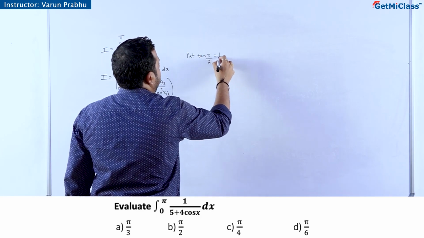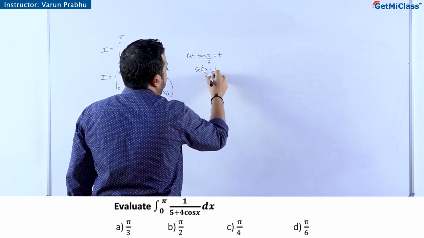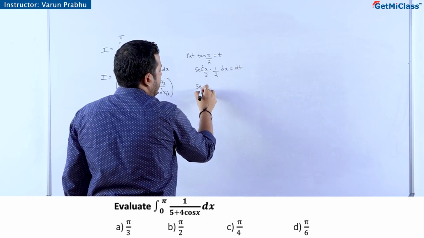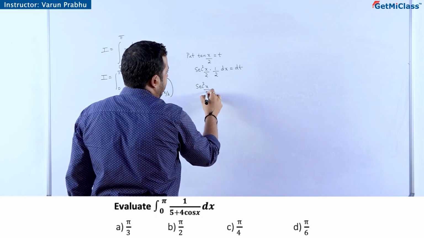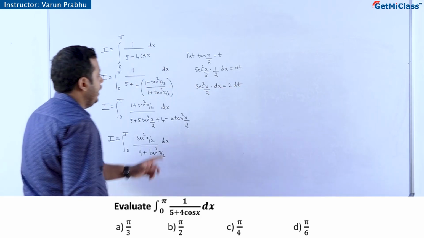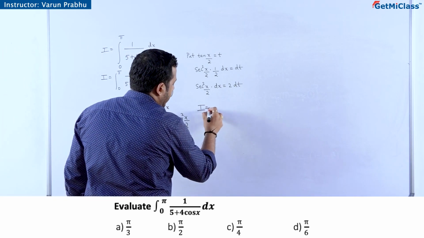What do you get when you put tan x/2 as t? You will get secant squared x/2 times 1/2 dx equal to dt. So secant squared x/2 dx is equal to 2 dt, right or not? 2 dt. So what do you get now here? I is equal to the integral.